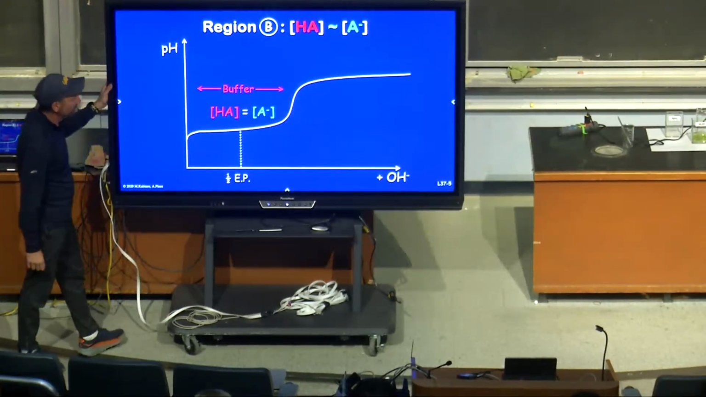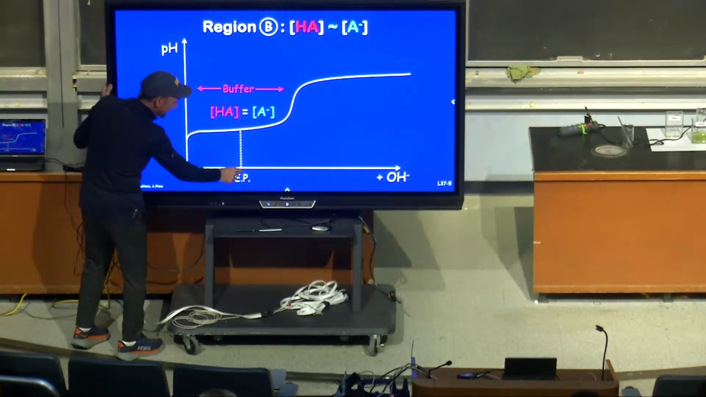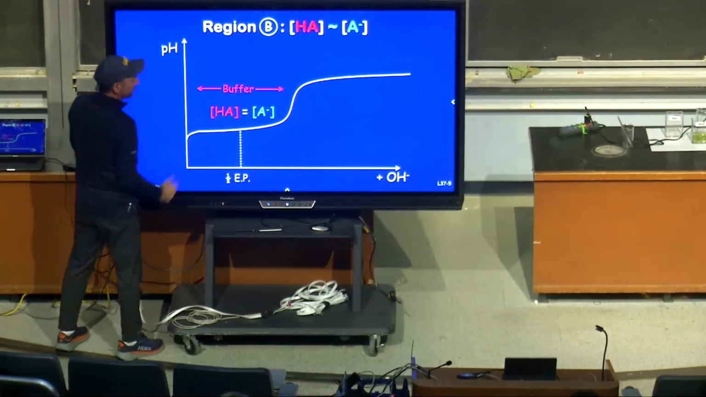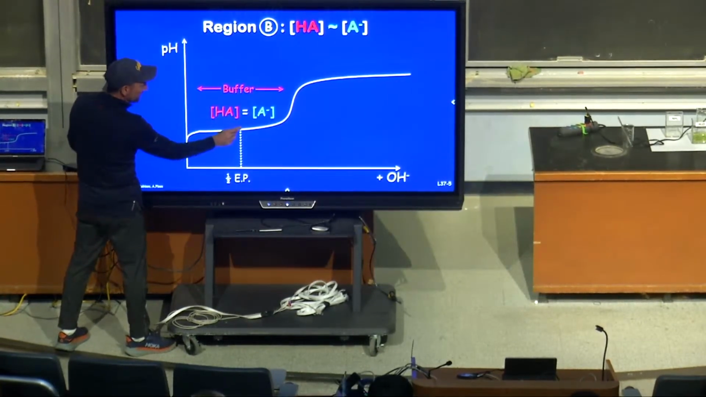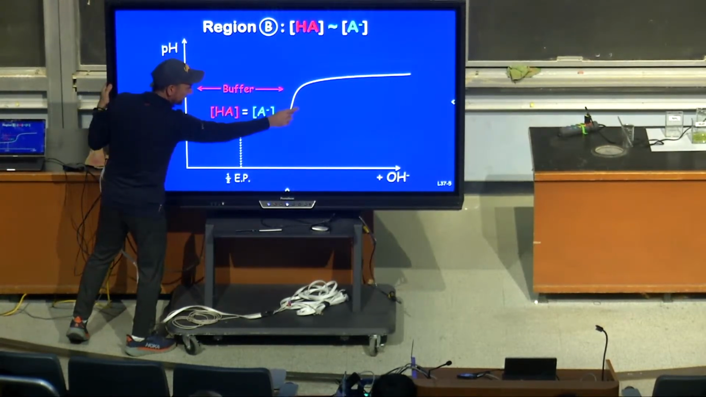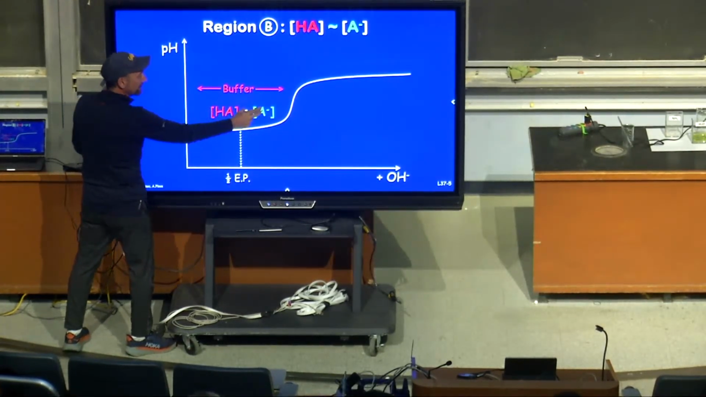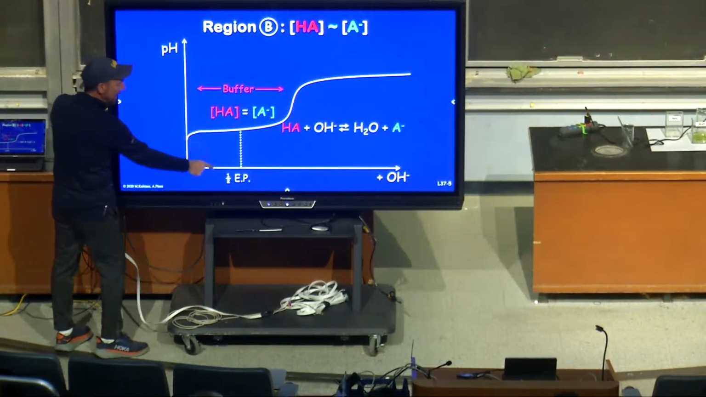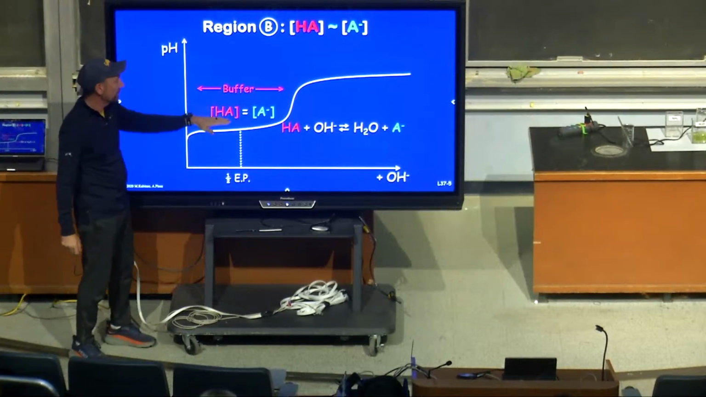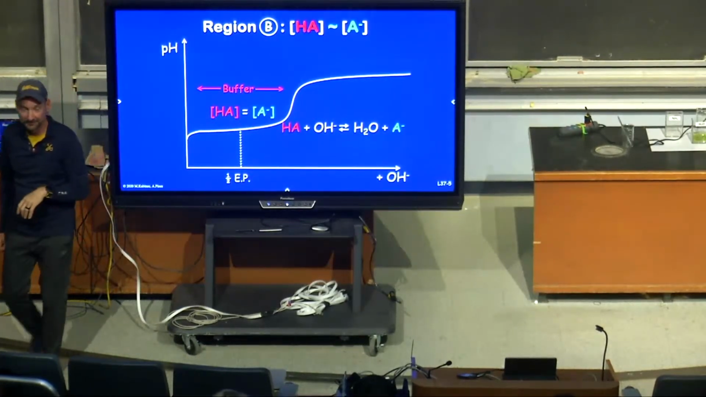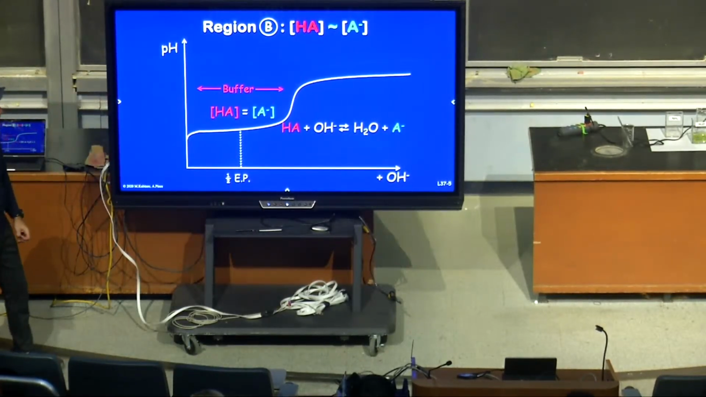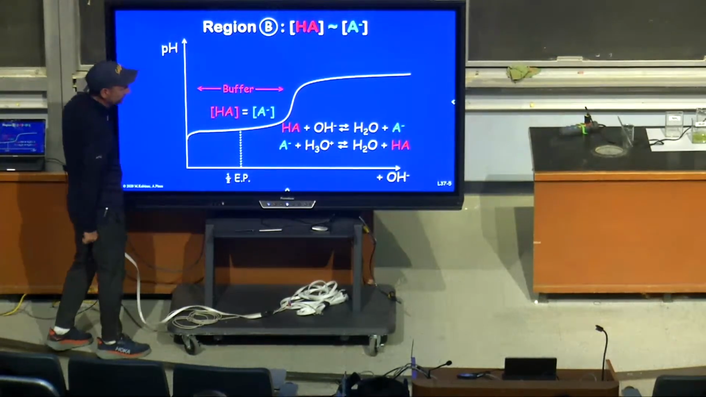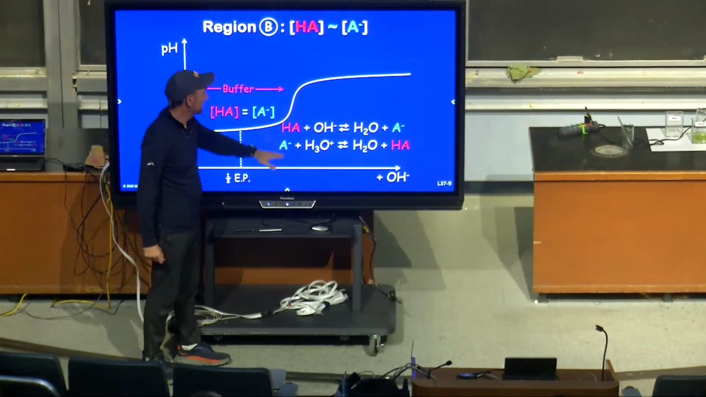Let's see what that ratio is. So right in the smack center of this region, the concentrations are equal. You start out with HA and you're converting it into A minus. Here you've added half as much as it takes to get to equivalence. So you've converted half of this into that. So right smack at half equivalence point, you have equal concentrations of the acid and its conjugate base. So both of these things can happen.